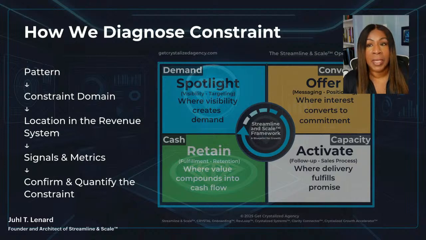And that is, again, the revenue system, and it shows with the overlay of the four primary domains how they correlate together.